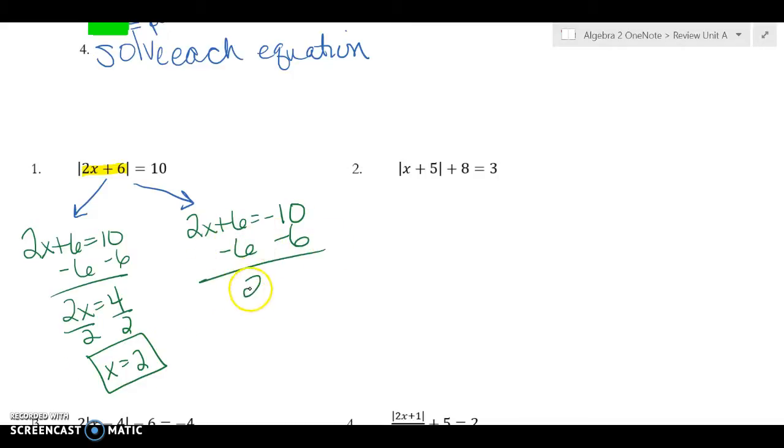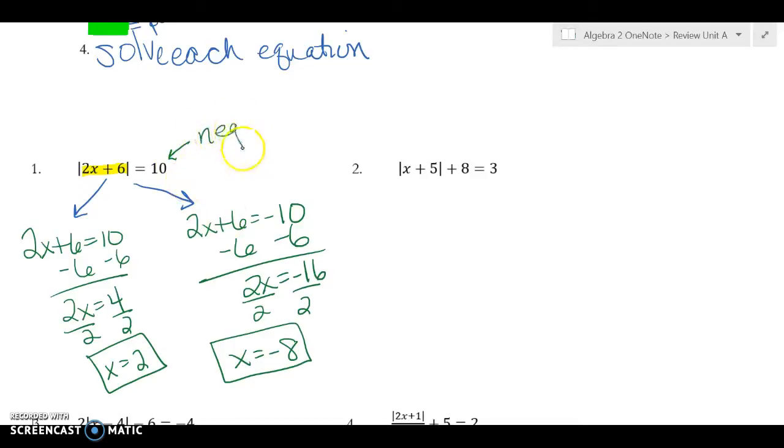And then I do the next one, and I get 2x is negative 16. Divide by 2 on both sides, so x is negative 8. Now, it's okay to have a negative here, because we've already said that there's going to be solutions. What you can't have is that cannot be negative. So if that's a negative, it's a no-go, you're done.